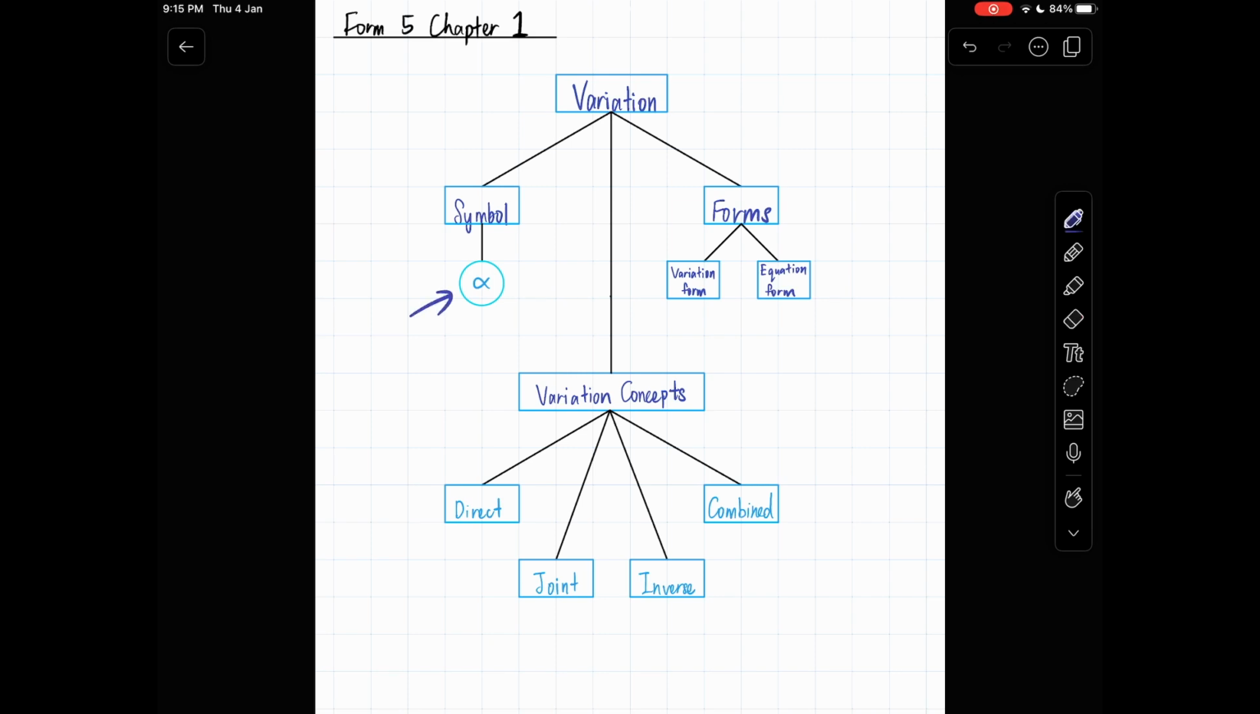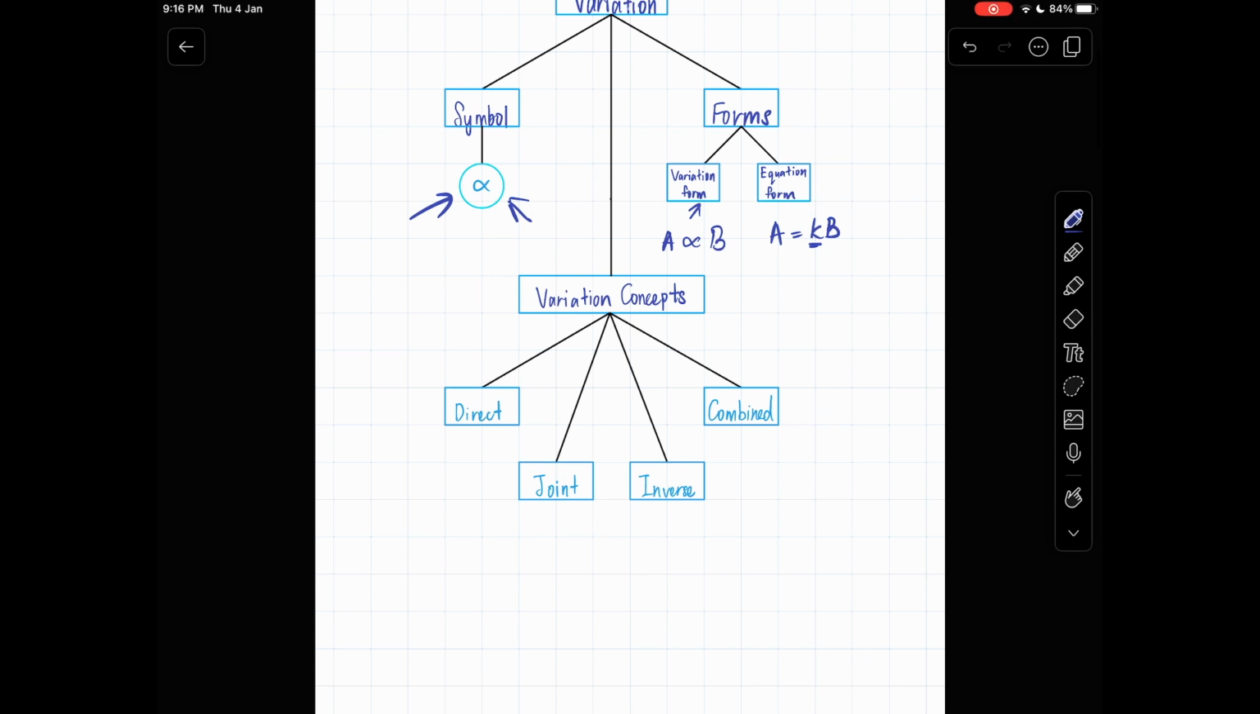So this symbol right here is known as the proportion symbol. And there are two forms, variation form and equation form. In variation form, we use this symbol to represent the relationship between two quantities. For example, A varies directly as B. And equation form is where the proportion symbol becomes equals to K. So A equals to K times B. Later in this video I will be discussing what K actually means.